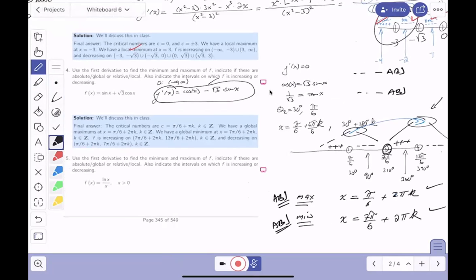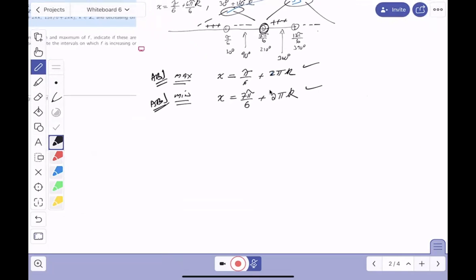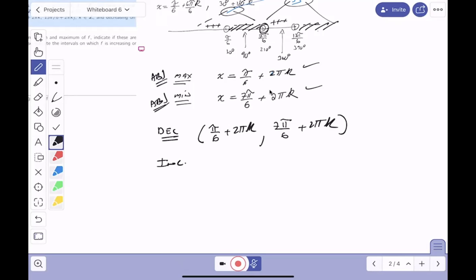I did that. Also indicate intervals where it's increasing, decreasing. Oh, this is going to be more difficult. So what I'm going to do over here, I'm going to put down the decreasing interval. And what's it going to be? It's going to be tough. Pi over 6, right? And then it stops decreasing at 7 pi over 6. Hope you realize that this thing here is also going to be decreasing over there. And how does that go? Again, it's 2 pi k, plus 2 pi k. That's decreasing. Where's it increasing? More difficult, right?